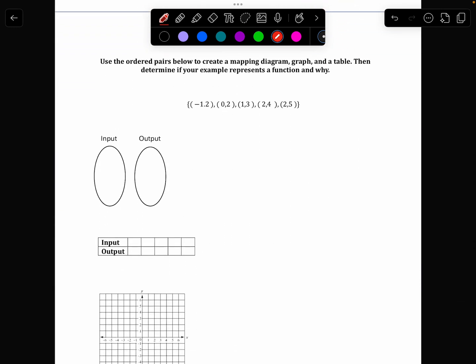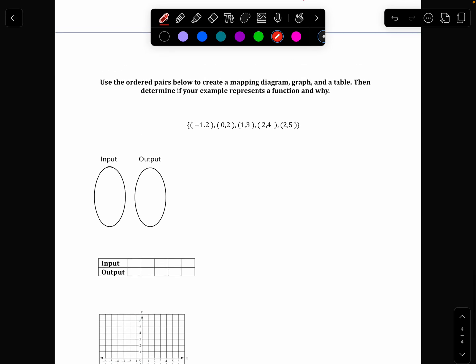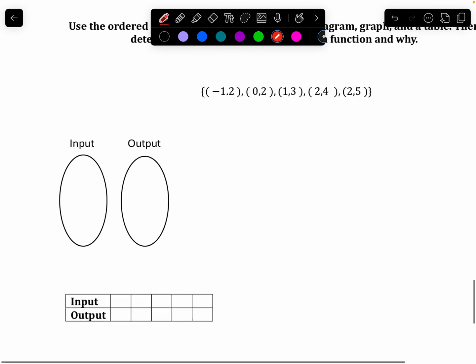What we're going to do down here is use the ordered pairs to create a mapping, a table, a graph, and then determine if these relations over the same data represent a function. The way that we do this, that's supposed to be a comma. What we have to do is take all of our x values and put them as our input. So I'm going to start with -1, 0, 1, 2, and 2.